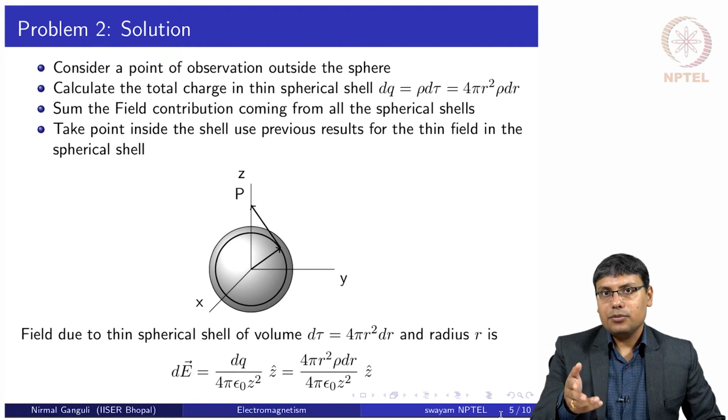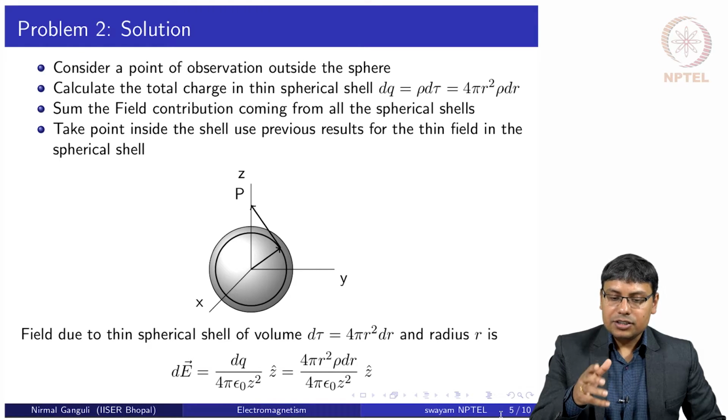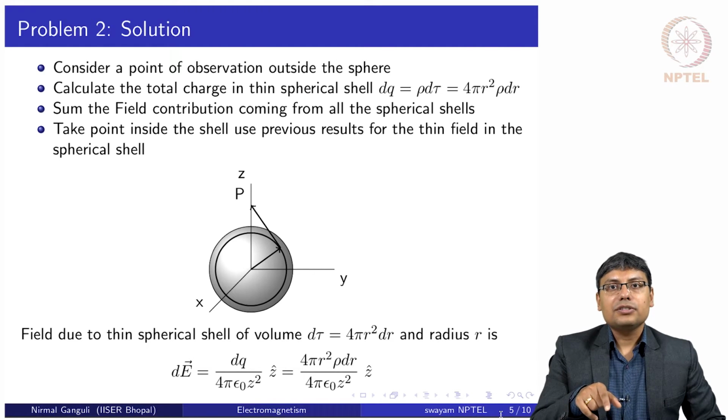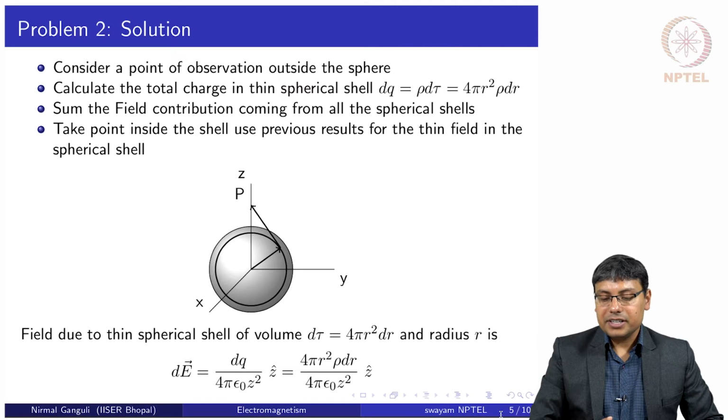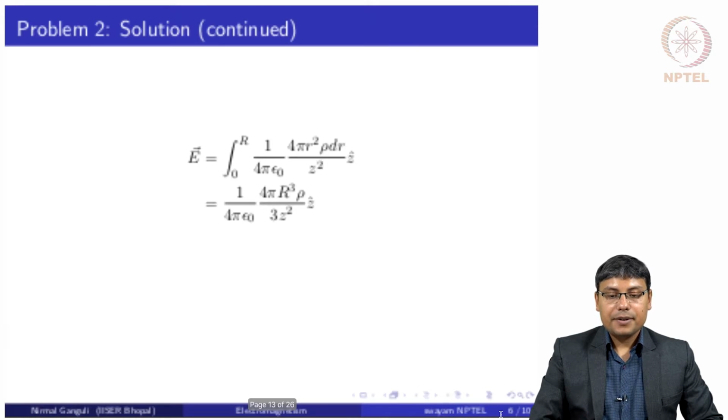Now, we can orient the Cartesian coordinate system in such a way that our point of observation falls on the z axis. So, thinking that our point of observation is on the z axis is no loss of generality, it is completely general. With that, we can write down that the elemental electric field is dE equals 4 pi r squared times rho dr over 4 pi epsilon naught z squared z cap.